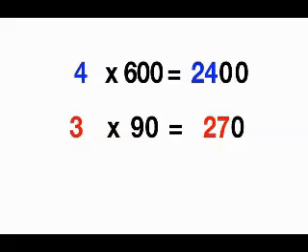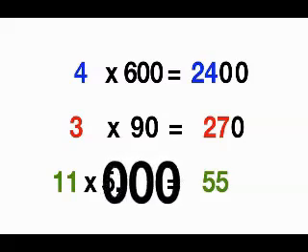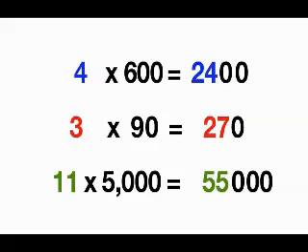One more. Let's look at 11 times 5,000. What should I do first? First, I do 11 times 5. What does that equal? 11 times 5 is 55. And then I'll add 3 zeros. 1, 2, 3.